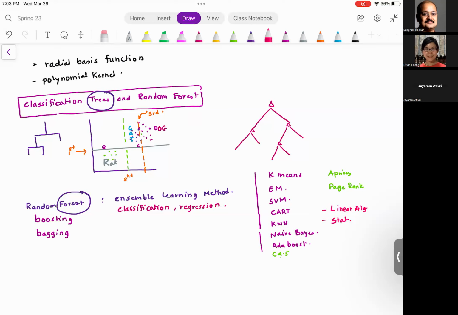Now with that, I'm going to show you the examples on the Gaussian mixture models. I'm going to show you the examples on the LDA. So let me show you what happens.